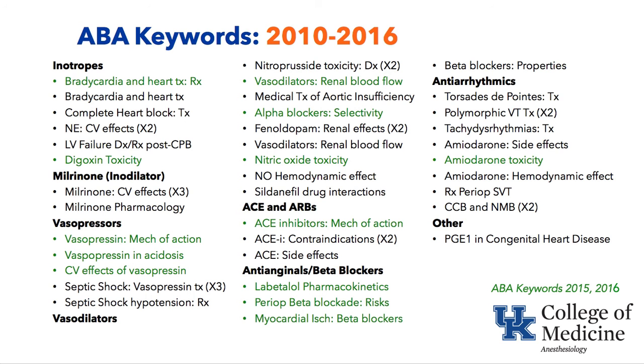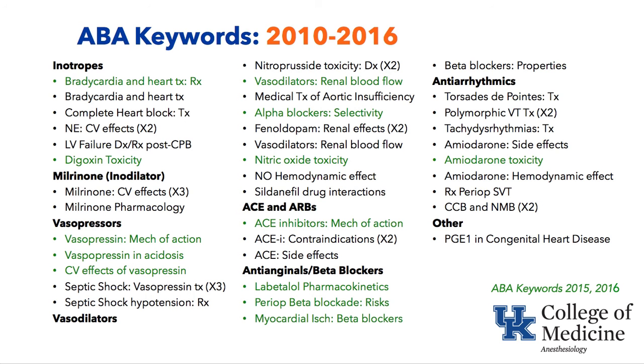Inotropes, bradycardia, and heart transplant. Remember, the beta receptors are still present on a transplanted denervated heart, and they will respond to beta agonism. Drugs like epinephrine, if the patient is bradycardic and hypotensive. Dobutamine can be used, isoproterenol can be used, but epinephrine if they're hypotensive also. Norepinephrine is going to cause vasoconstriction mainly through the alpha receptor.